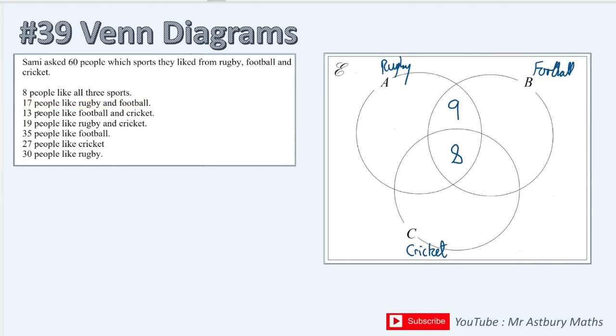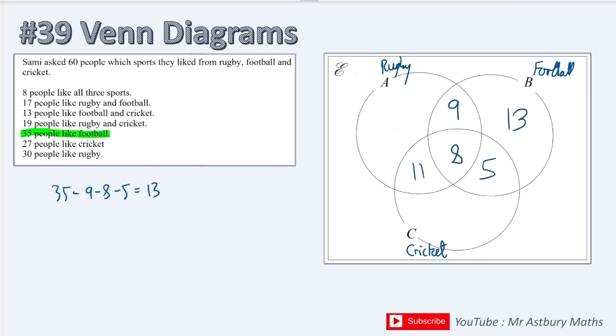Okay, let's do the same thing for football and cricket. Let's take away 8, which will leave 5. Let's do the same thing for rugby and cricket. Let's take away 8, that will leave 11. And then let's look at all the people that like football. That's 35 people. Again, don't write 35 in there, because we've already counted 9, 8, and 5 people in the football circle. So what we need to do is 35 minus 9 minus 8 minus 5, and that is equal to 13. So we put 13 in there.